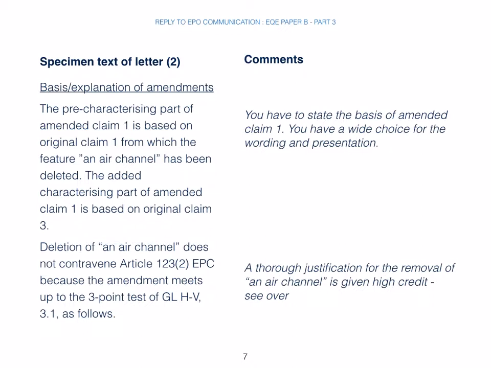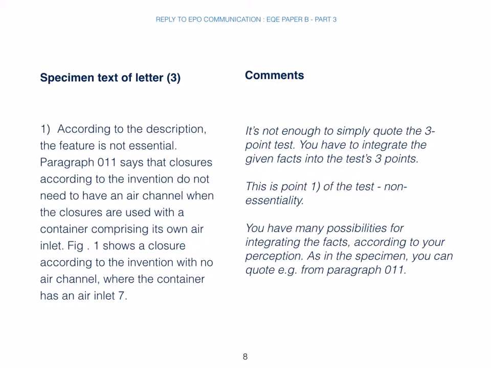And we do need a thorough justification for the removal of the feature, and the three-point test is the standard way of doing this. It's not enough to simply quote the three-point test. You have to integrate the given facts into the test's 3 points. So the first point, non-essentiality, I start: one, according to the description, the feature is not essential. That is a statement of the three-point test. And then I add the facts.